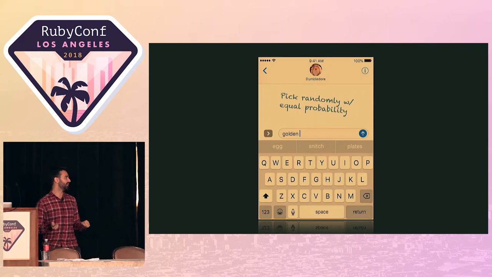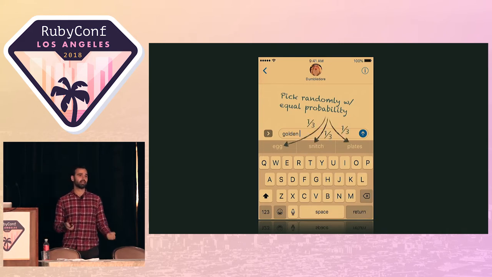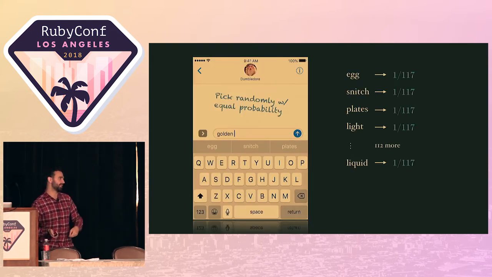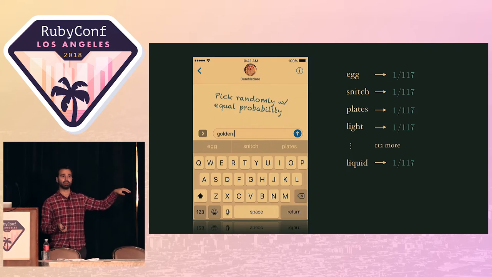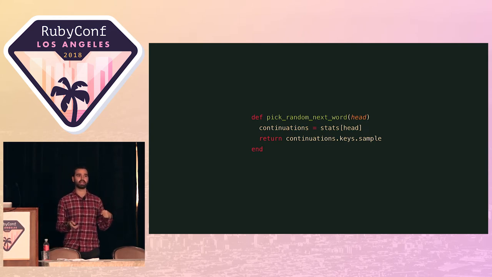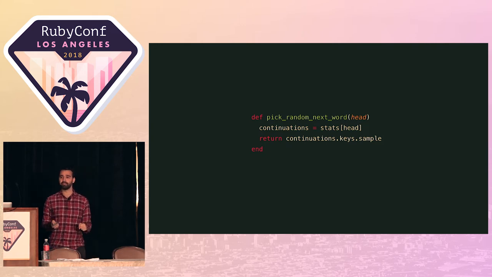So, in this case, if we had three continuations, we pick one of the three with equal probability, one-third probability of picking any of them. In reality, we'll probably have a lot of continuations. So in this case, we have 117 potential continuations after golden. We just pick one of them randomly. Okay, so again, really nice and easy to do in Ruby. We can just, again, use the dot sample method, and that will just pick one of our continuations at random.